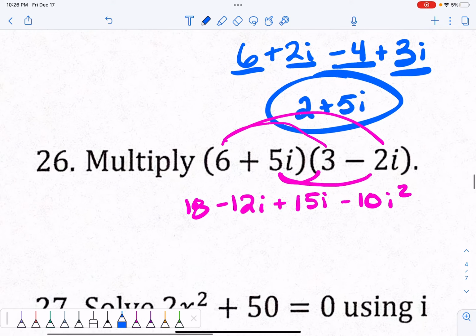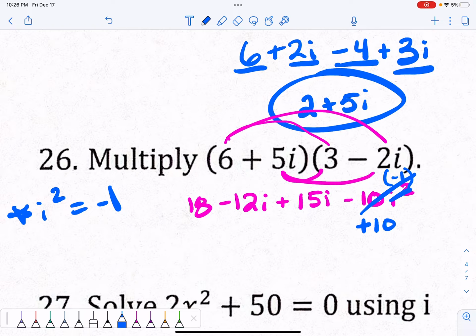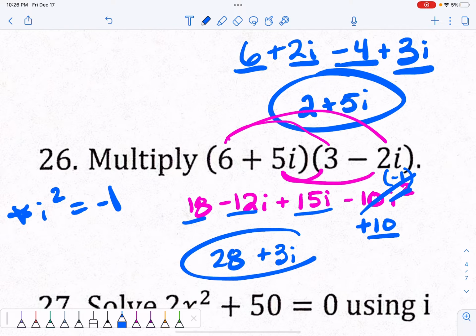And then we put off to the side that i squared is equal to negative 1. So this i squared is negative 1, and when we multiply that by the negative 10, this becomes a positive 10. Okay, and then we can combine 18 and positive 10, which is 28, and then negative 12i plus 15i is a positive 3i. And that's combined there, okay?